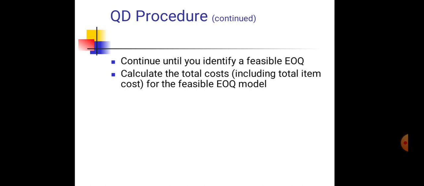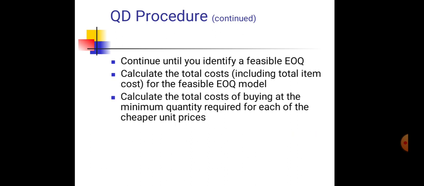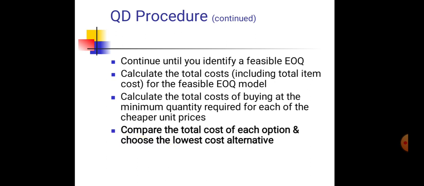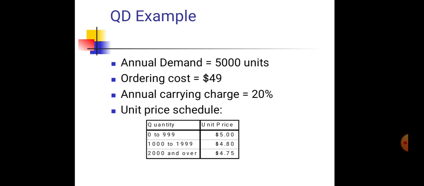Calculate the total cost including total item cost for the feasible EOQ model. And calculate the total cost of buying at the minimum quantity required for each of the cheaper unit prices. Compare the total cost of each option and choose the lowest cost alternative. So any other issues to be considered? This is the quantity discount procedure we are discussing.